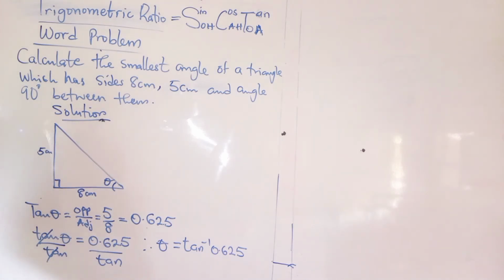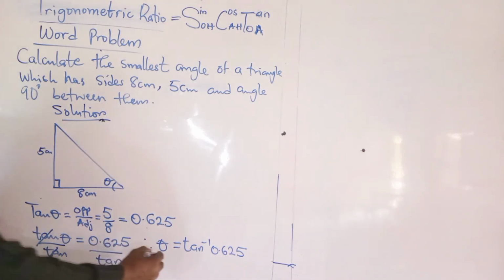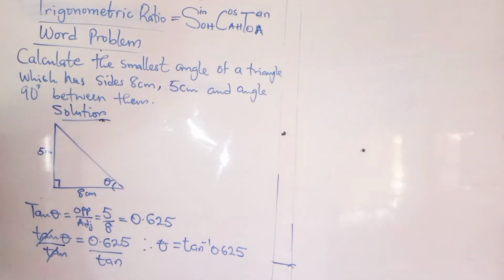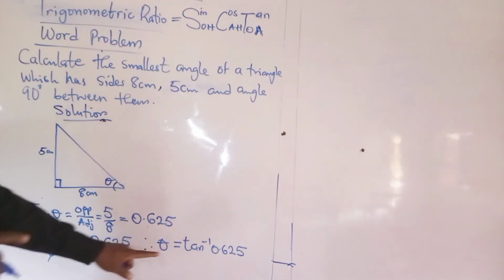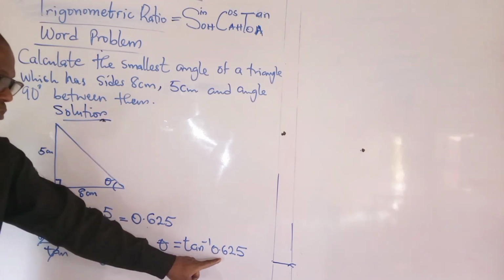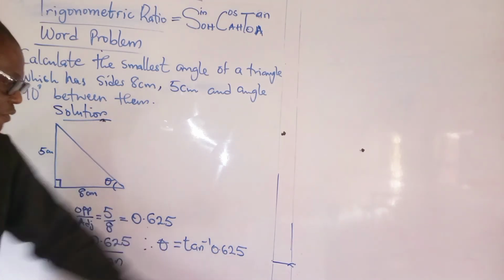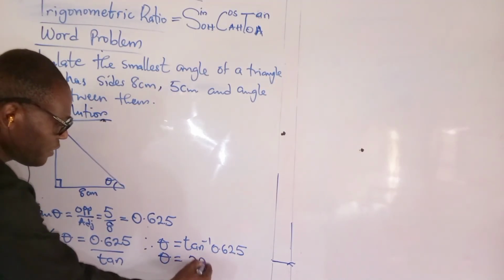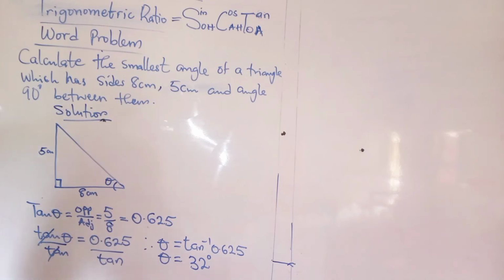Now arc tan 0.625. Use your calculator, pressing inverse, then press tan inverse, which will give us this arc tan. Then press 0.625 in the calculator to become 32 degrees. It should give you something close to that, 32 degrees. And that is the value of the smallest angle of this triangle.